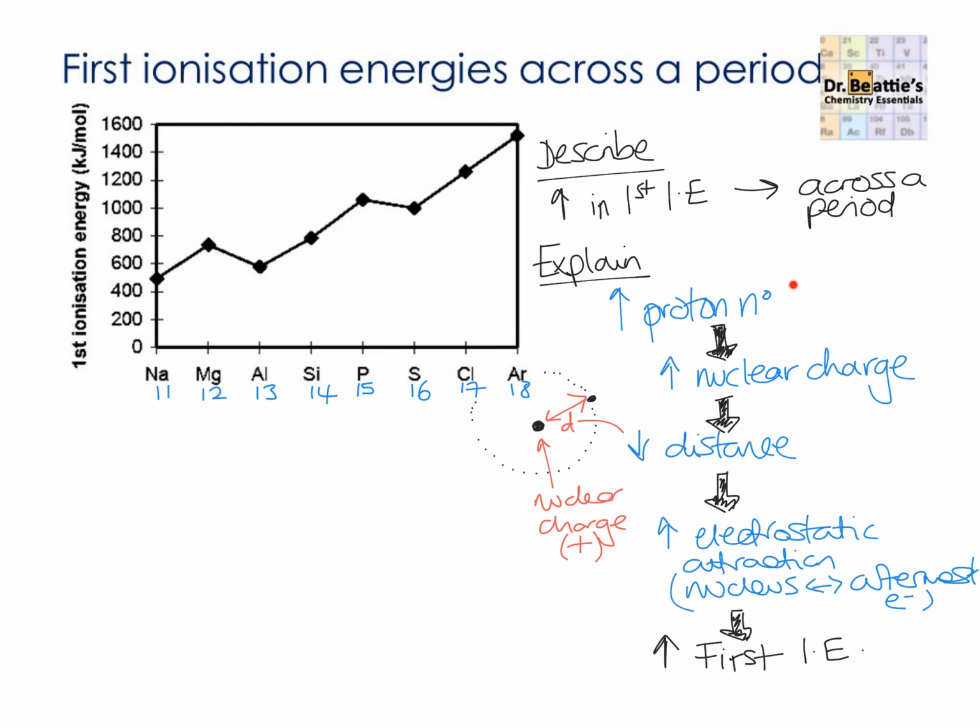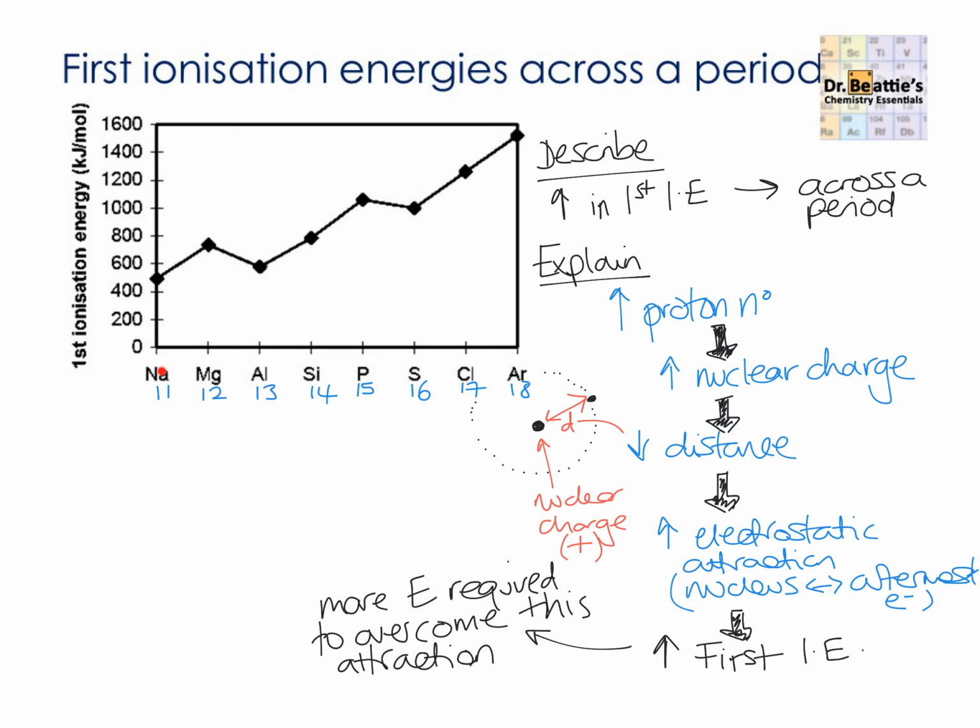And so overall we can see that these effects here are leading to an increase in the electrostatic attraction between our outermost electron and our nucleus, and so we have a rise in the first ionisation energy because we need more energy to overcome this attraction.